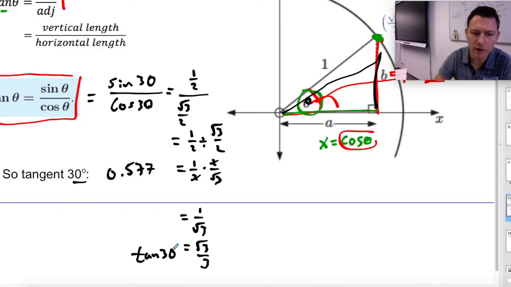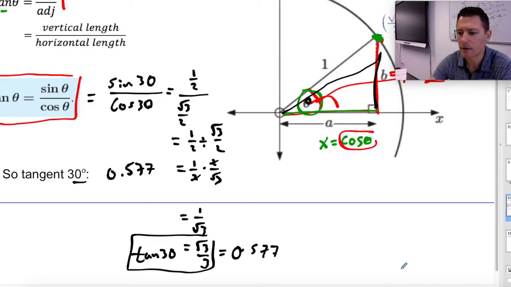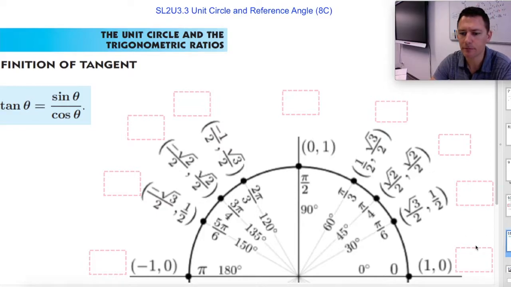Sweet. All right, so this is 0.577, but it's exact, right? So if you look at these, the tangent of this is root 3 over 3. So what's the tangent of this guy? It should be the same thing, but negative.